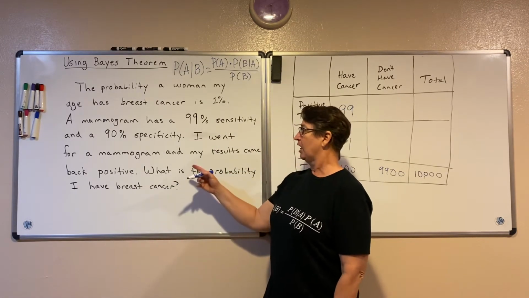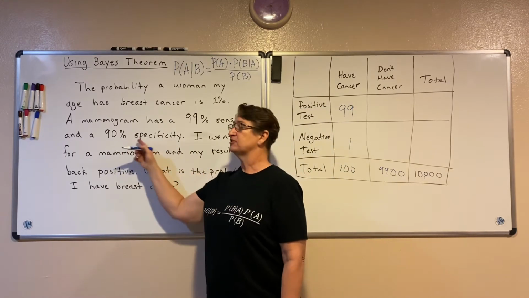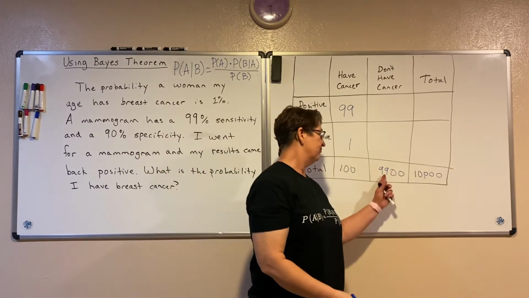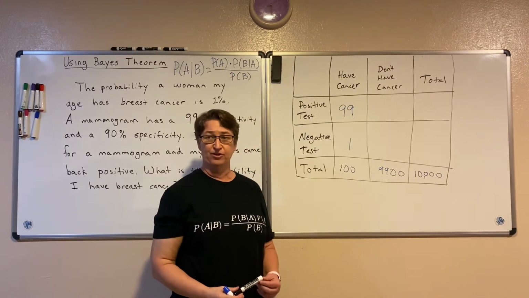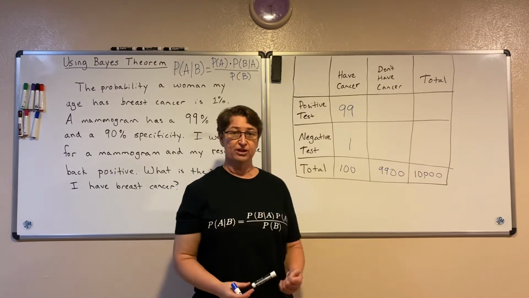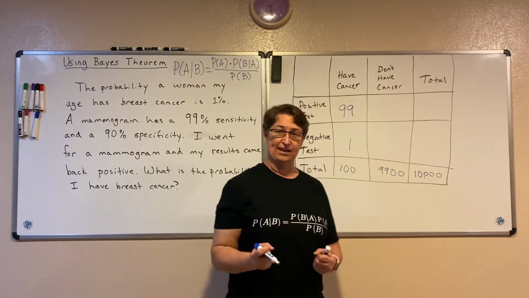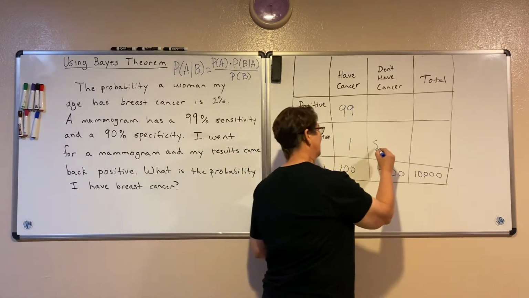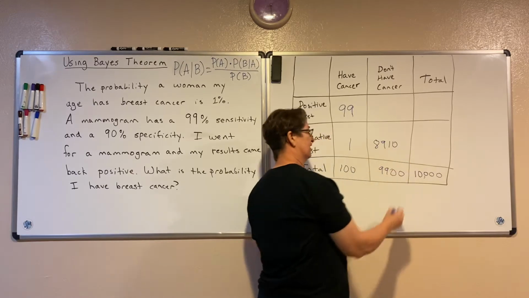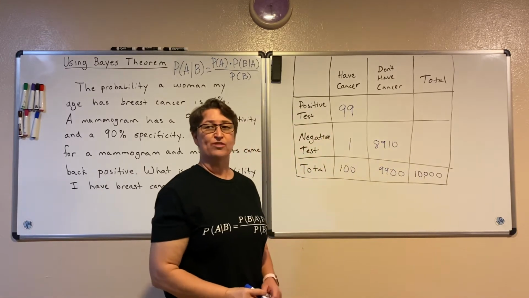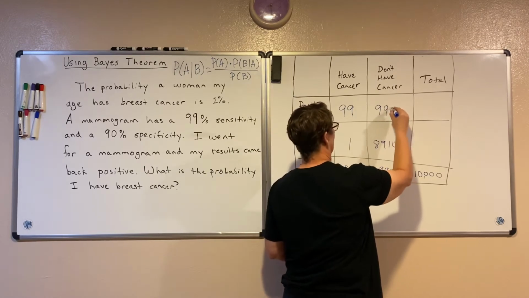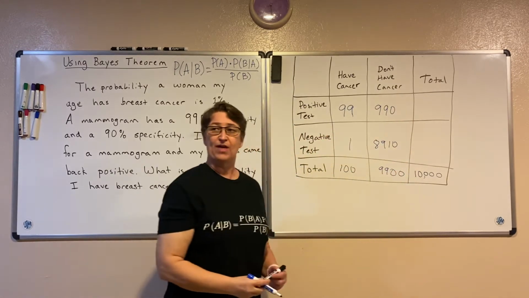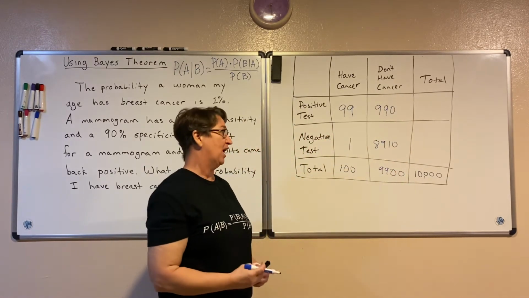Then 90% specificity. In other words, of these 9,900 women that don't have the disease, 90% of them are going to walk away with a negative test. So 8,910 women walk away with a negative test. But 990 of those women without breast cancer walk away with a positive test.